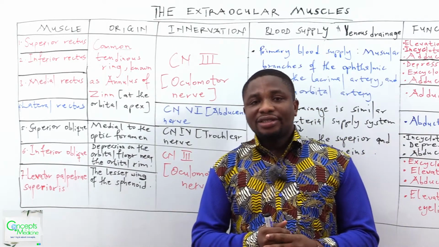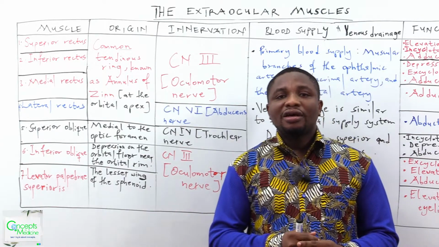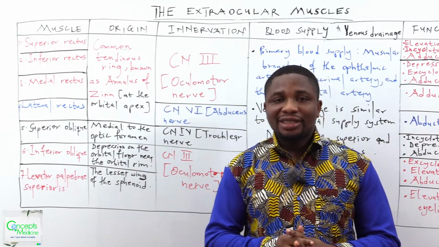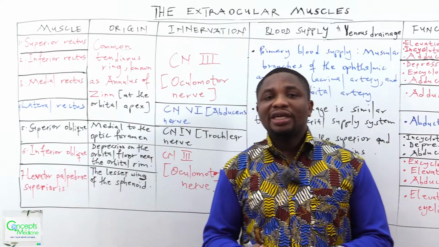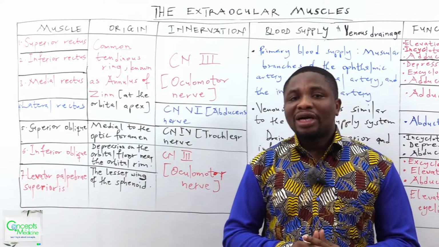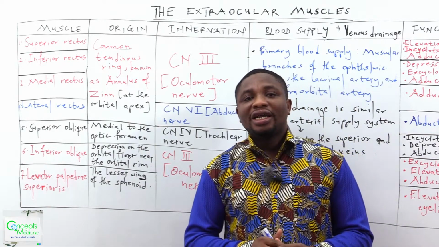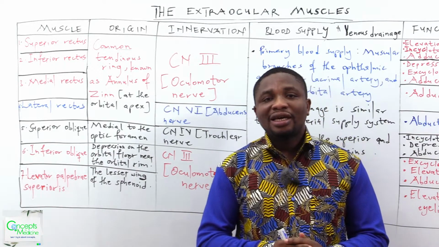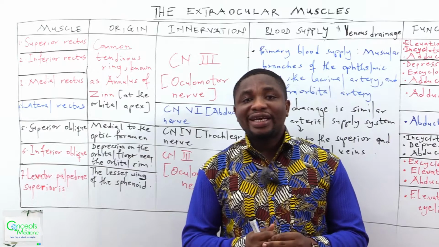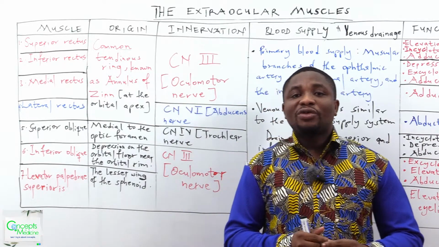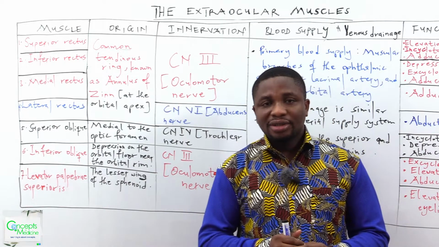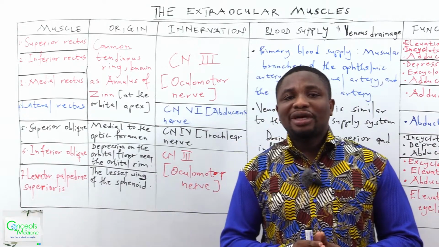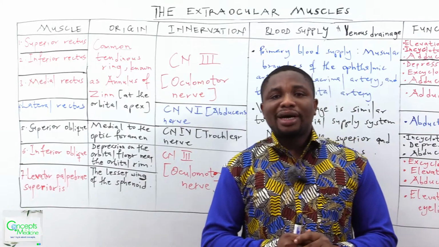So in that case, the first group will be muscles responsible for the movement of the superior eyelid, and that would be the levator palpebrae superioris. Then we have the muscles responsible for the movement of the eye, and that will be 6 in number, divided into 2 groups. We have what we call the recti muscles and the oblique muscles. There are 4 recti muscles and 2 oblique muscles.